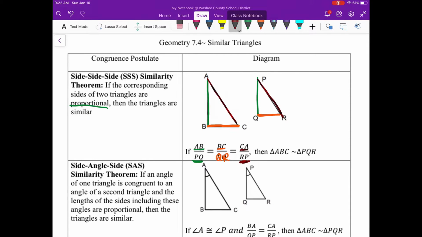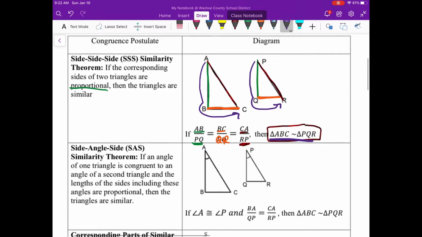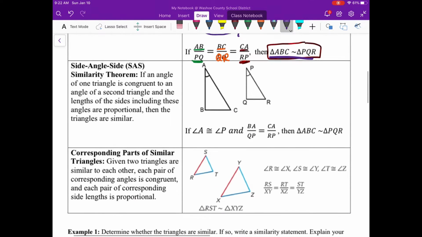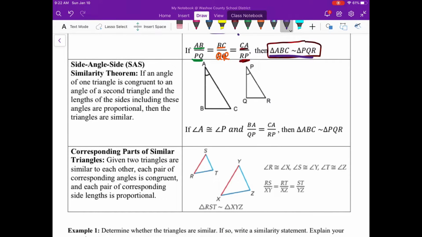Okay, so if these are all true, if all those sides, when I put them in fraction form or create a proportion, reduce to the same ratio, then I have similar triangles. And here's how I would write that similarity statement. I would have to go in a specific order. So if I choose to go A, then B, then C, I would do the same thing over here: P, then Q, then R. So this is how I would write that statement, okay?